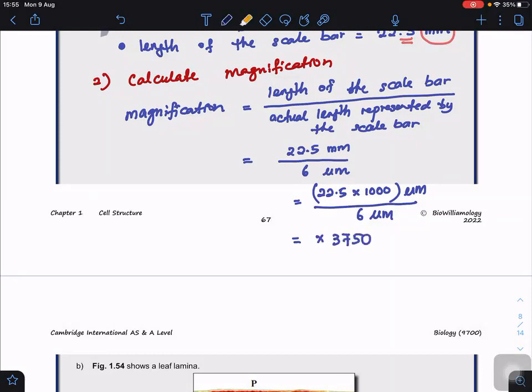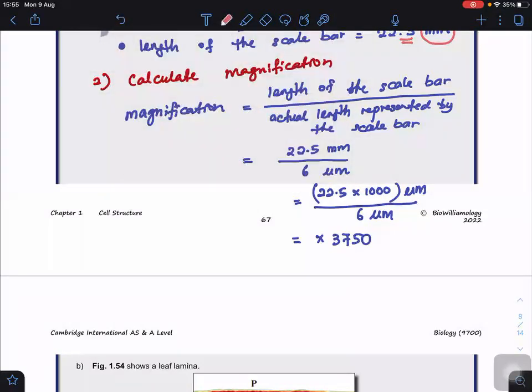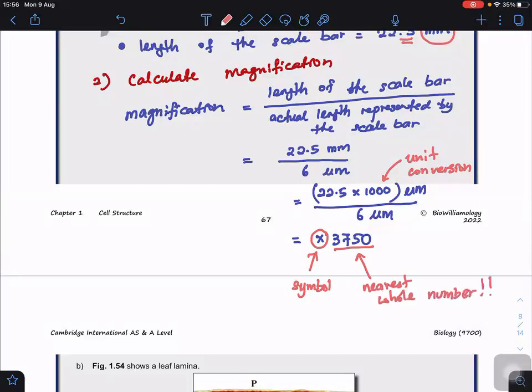Okay, so now I want to highlight a few things that you need to know. First of all, make sure that you show unit conversion. Second, you need to have this symbol, the times symbol, and the answer you give to the nearest whole number, unless the question asks you for different. If not, generally it must be the nearest whole number. So this is how we calculate the magnification.